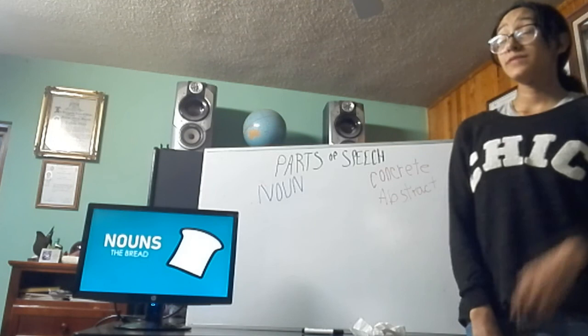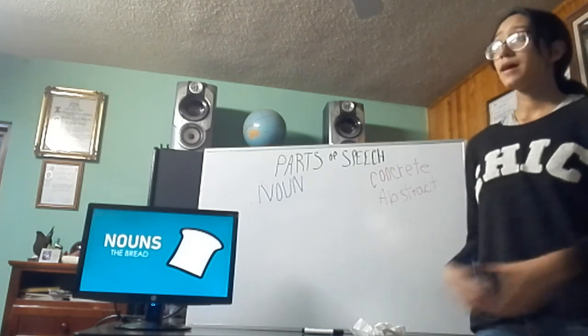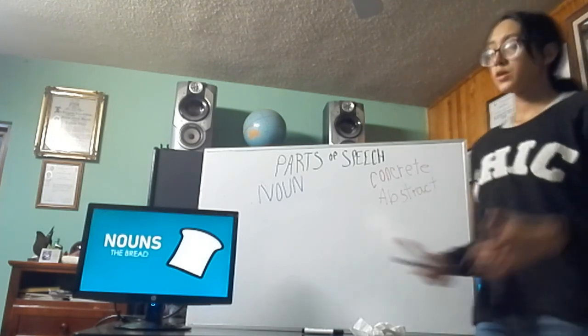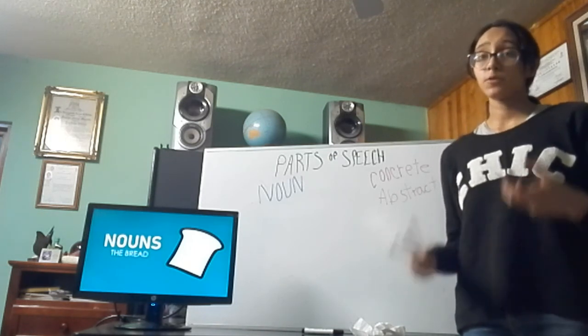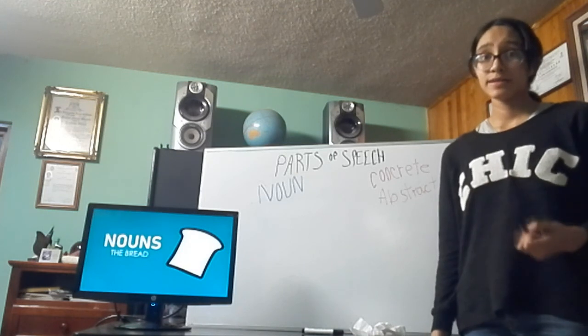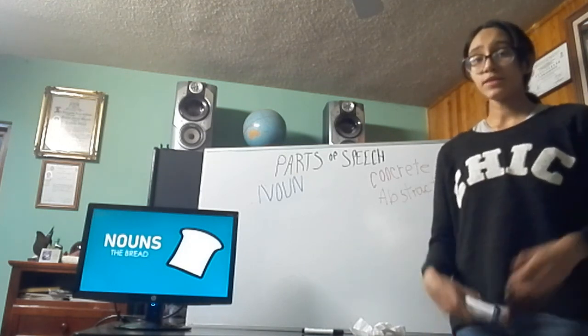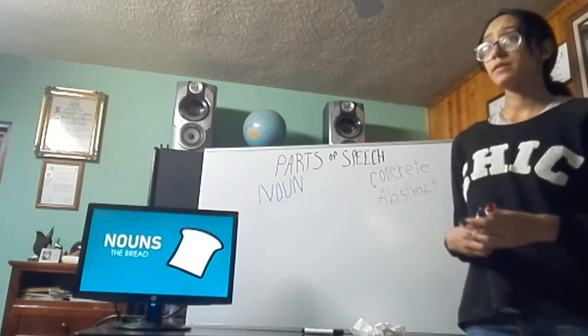Collective nouns, on the other hand, are the ones that come as a group. Those are the ones that are groups. For example, you can say a pack of wolves, a class, a group. Those are the ones that are considered collective nouns.